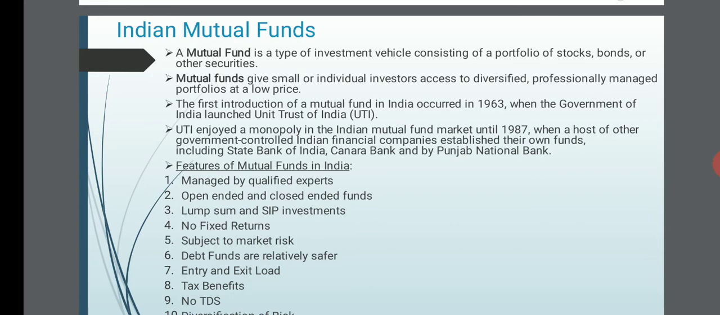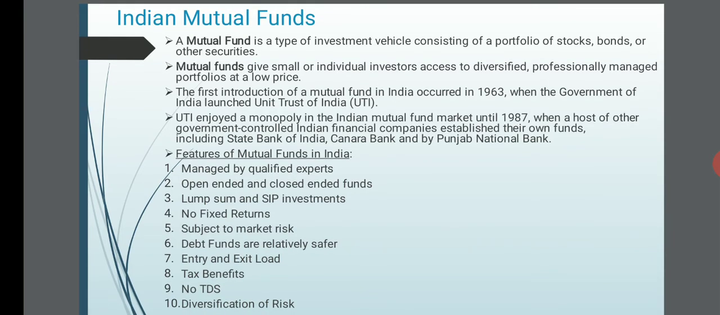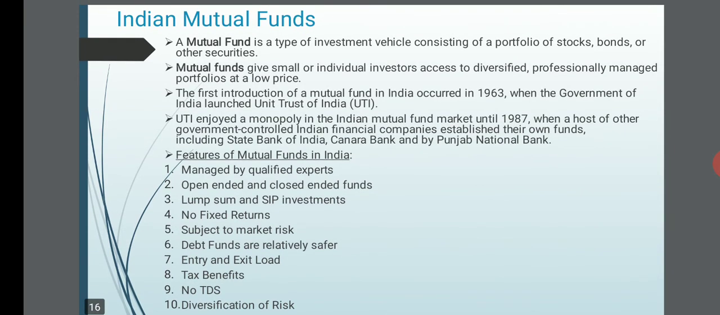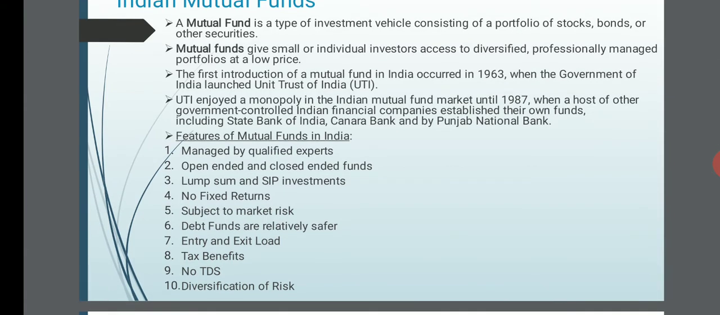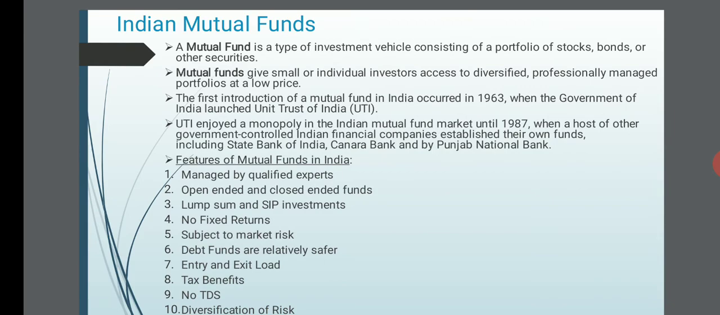Indian mutual funds. A mutual fund is a type of investment vehicle consisting of a portfolio of stocks, bonds, and other securities. Mutual funds give small or individual investors access to diversified, professionally managed portfolios at low price. The first introduction of mutual fund in India occurred in 1963 when the Government of India launched the Unit Trust of India Limited. UTI enjoyed monopoly in the Indian mutual fund market until 1987 when a host of other government-controlled Indian financial companies established their own funds, including the State Bank of India, Canara Bank, and Punjab National Bank.